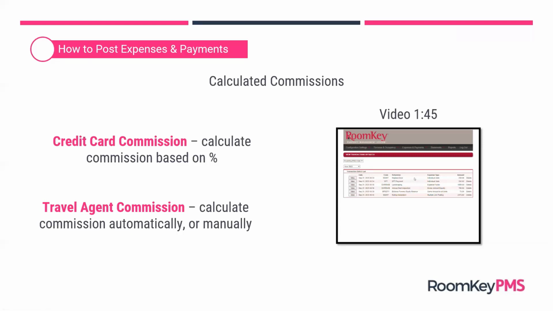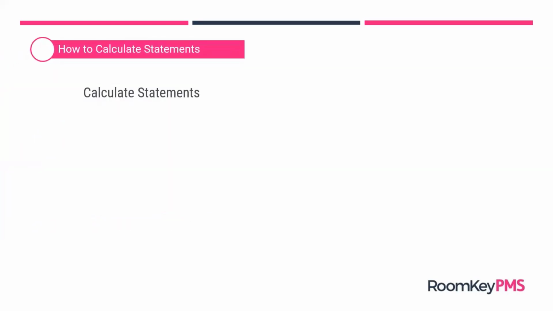So now that we've seen how to post expenses and payments and do those automated calculations, the last step that we have is to calculate the statements. Now, when you calculate statements, this is going to take everything that we imported, all the revenue that we imported and pooled, the expenses that we posted and payments, of course, and it's going to calculate the statements altogether.